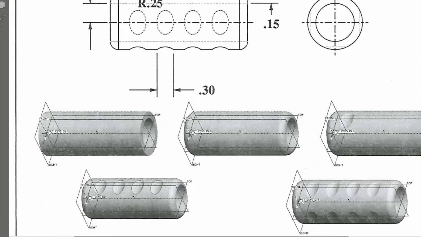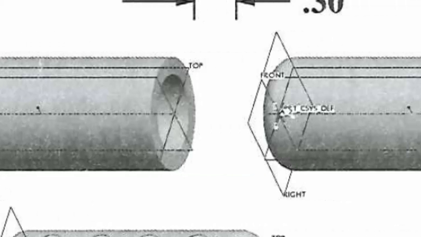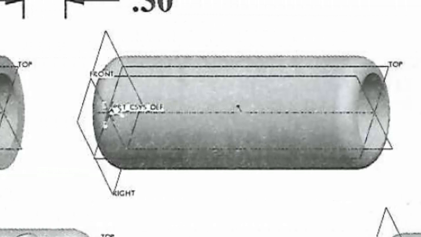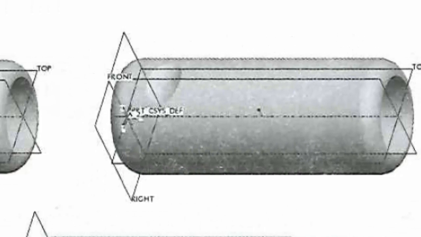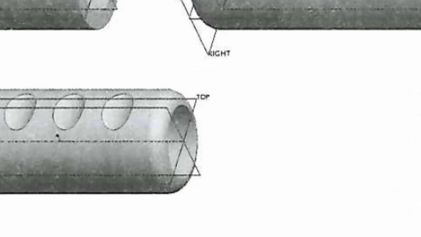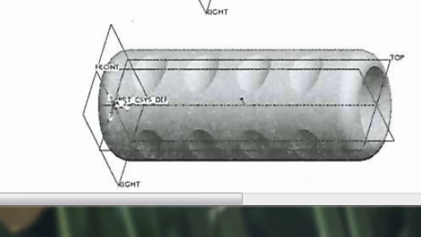This is just a brief overview of problem 6. First, we're going to be creating a cylinder. Then we will be rounding the edges of that cylinder. Then we'll be creating an indentation on top of it, repeating that indentation for a pattern of 4, and then repeating that pattern of 4 about the axis.